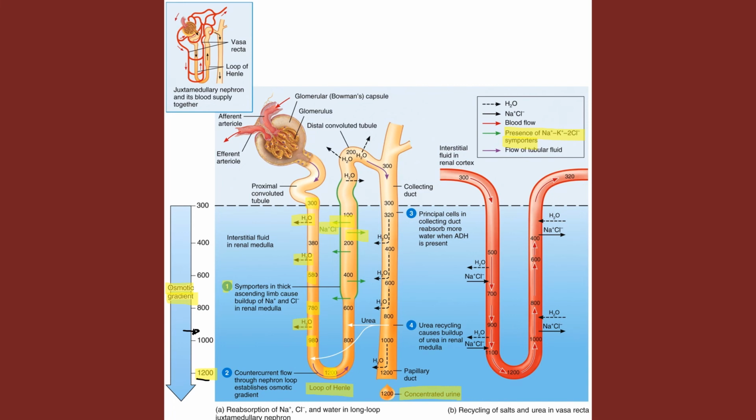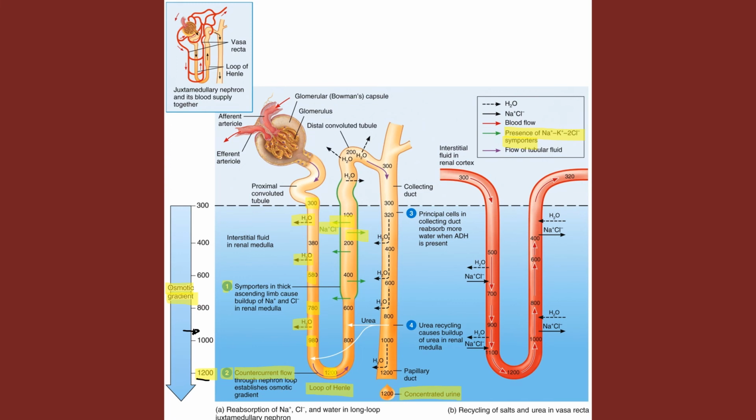And then we get to the symporters in the thick ascending limb. We get that buildup of sodium chloride. Number 2 covers the countercurrent flow. So this is going to be countercurrent flow through the descending and ascending limbs of the nephron loop, and this helps to establish an osmotic gradient in the renal medulla.